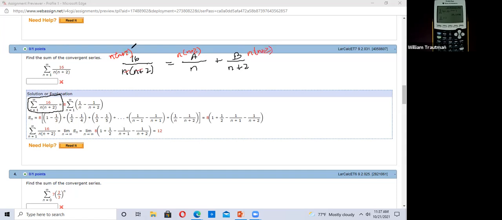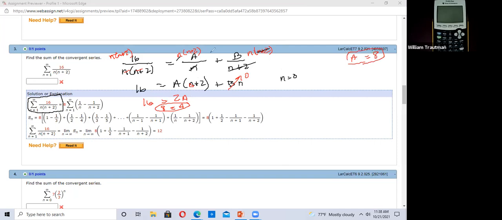These all cancel, and you're left with 16. This cancels, and I'm left with a times n plus 2. These cancel, and I'm just left with b times n. And then you say, okay, what happens if n equals 0? If n equals 0, this becomes 0. If n is 0, I put a 0 into here, and I get 16 equals 0 plus 2, which is 2a. So a equals 8. So there's one of the tops of the fractions, a equals 8.